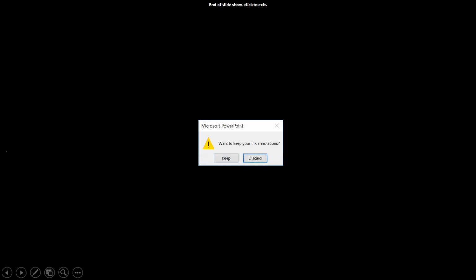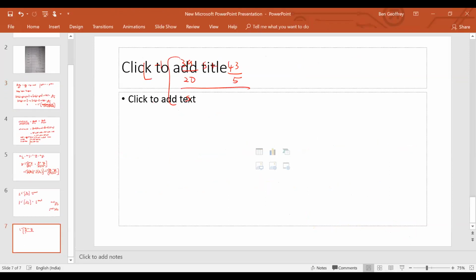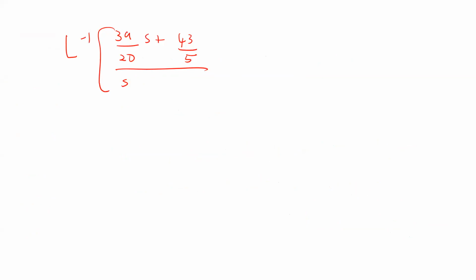So the Laplace inverse of this quantity, 39 by 20 s plus 43 by 5 divided by s square plus 4s plus 8. So we have to find the Laplace inverse of this quantity, and what we'll do is use this formula.